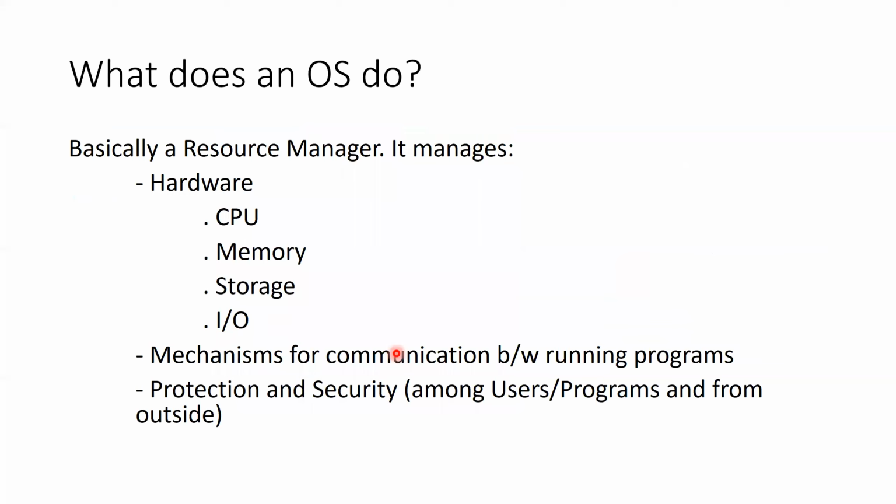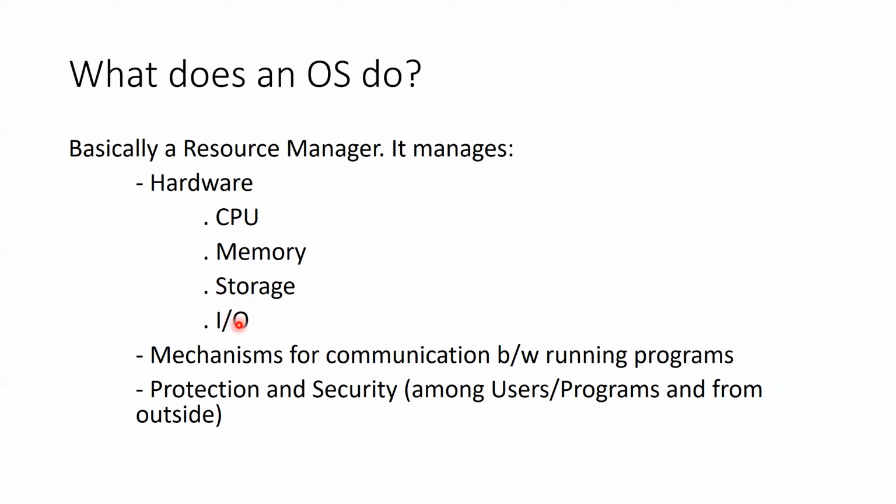Let's have a look. What does an operating system, or more specifically a kernel, do? Basically, we can think of an operating system as a resource manager. It manages all the hardware. Hardware includes the CPU, the memory, which we call RAM in general language, the storage, which you may know by the name of hard disk, but it also includes all the other permanent storage like USB flash drives, memory cards, whatever you have, and all the I/O devices.